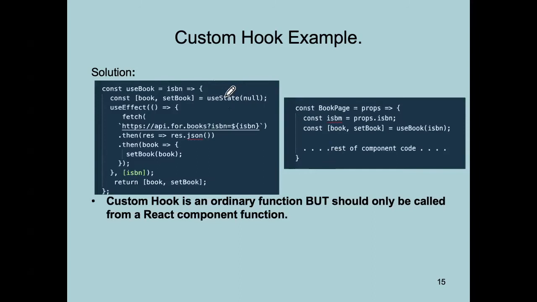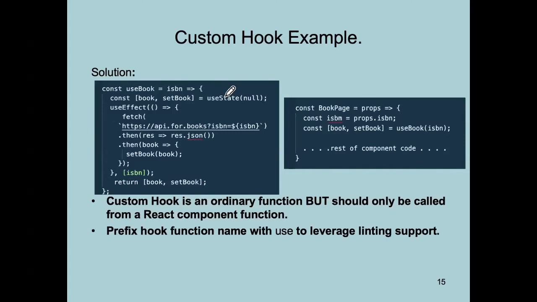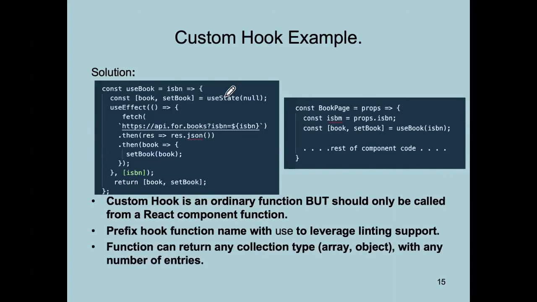So the custom hook is an ordinary function at one level, but of course, it should only be invoked from within a React component. It only makes sense to be invoked from within a React component. And it has to follow the normal rules associated with any hook. And I think, is that all I want to cover? Prefix, yeah, I've mentioned that already.